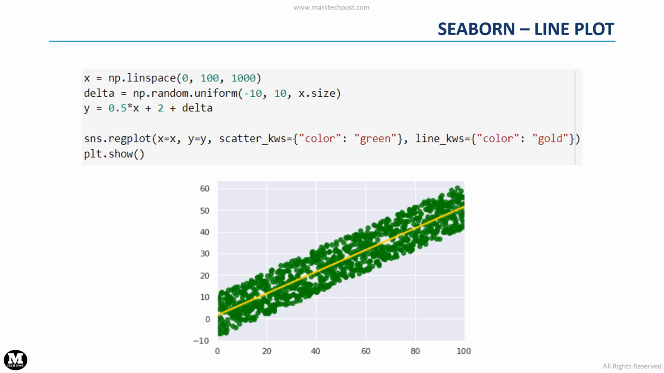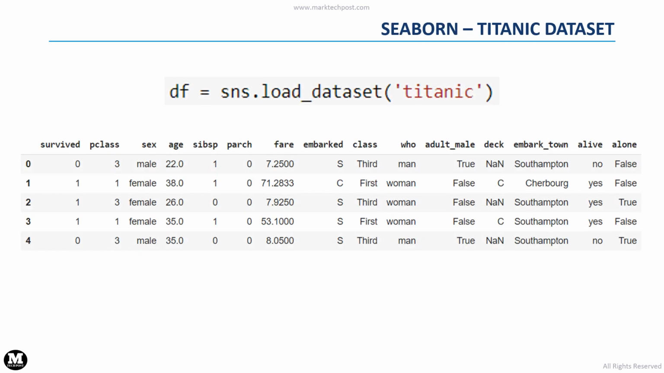Here we draw a regression model. We generate samples that follow a line with a random delta variation. We use different colors for the data and for the linear regression model. For this part of the lesson, we will use the Titanic dataset provided by the Seaborn library. This dataset contains information about the passengers of the Titanic.